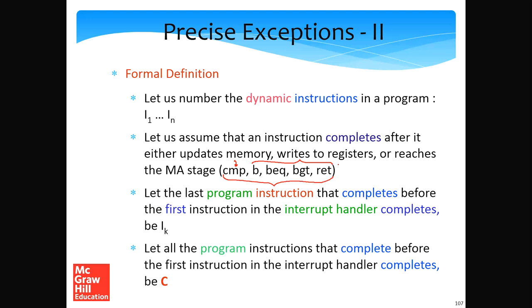Let us define a notion of completeness of an instruction once again. An instruction completes if it either updates memory or writes to the registers or reaches the MA stage, whichever is earlier. Basically, for the branch instructions, by the MA stage the program counter would have been updated, and the compare instruction would have updated the flags register. That's how we define a broad notion of completeness, which means some change to permanent state or permanent registers would have happened.